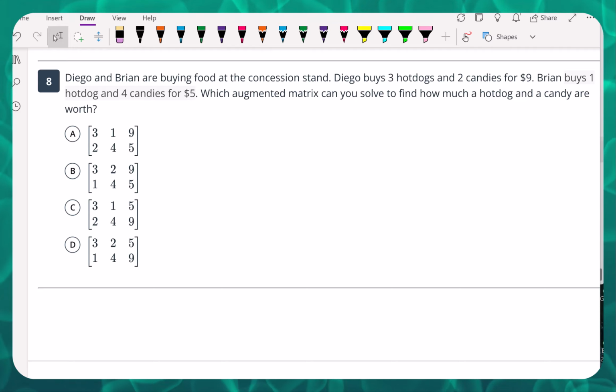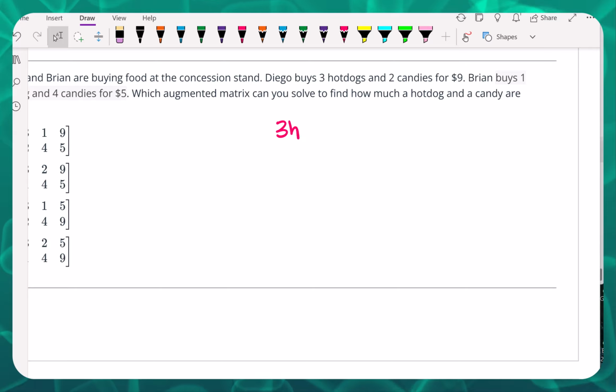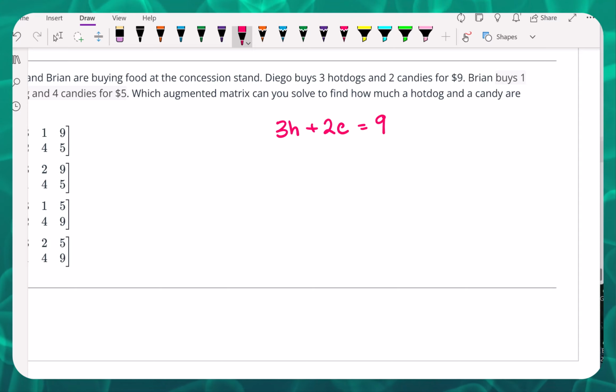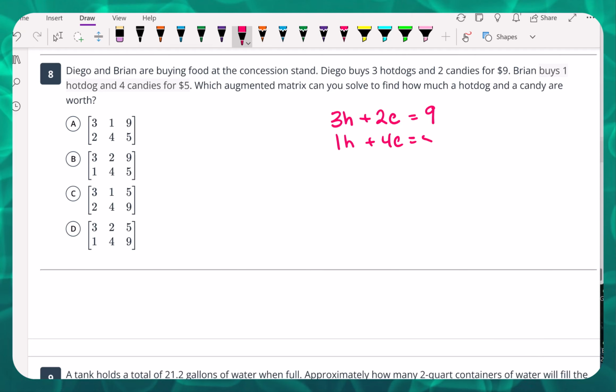It says Diego and Brian, they're buying food at concession stands. It says Diego buys 3 hot dogs. I'm just going to let H be hot dogs. And then have 2 candies, C for candies. Total $9. So you've done this before. Brian buys 1 hot dog and 4 candies for $5.